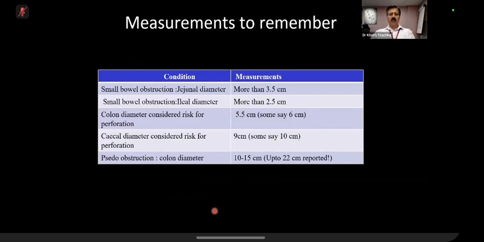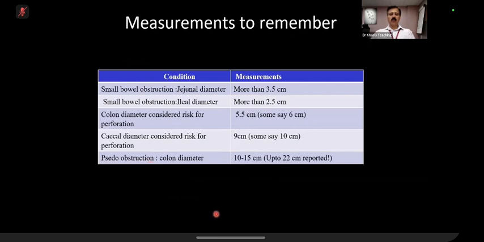A few measurements for you to remember, and what are the criteria for various parts which are here. One thing which I want to emphasize is pseudo-obstruction.